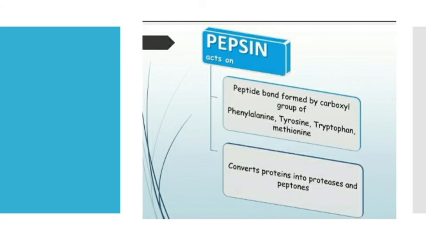Pepsin acts on peptide bonds formed by the carboxyl group of phenylalanine, tyrosine, tryptophan, and methionine. Pepsin converts protein into proteases and peptones.